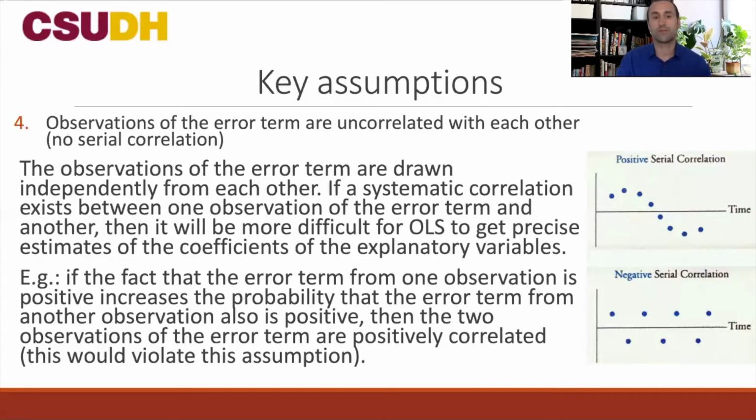So for example, if the fact that the error term from one observation is positive increases the probability that the error term from another observation is also positive, then the two observations of the error term are positively correlated. And this would violate that core assumption.